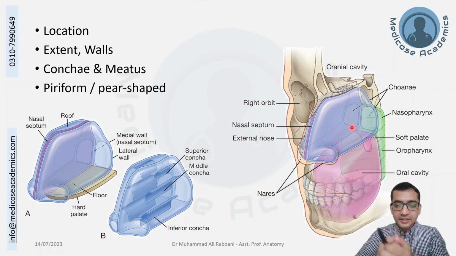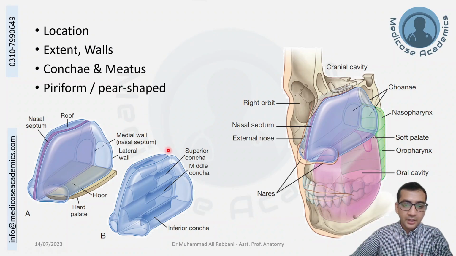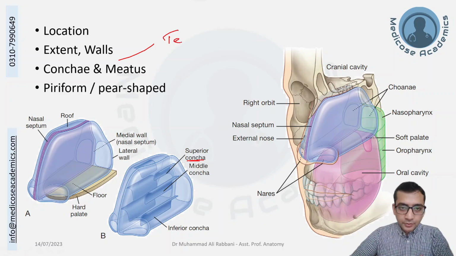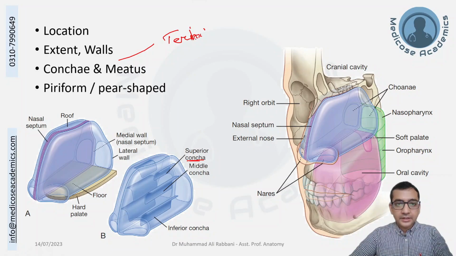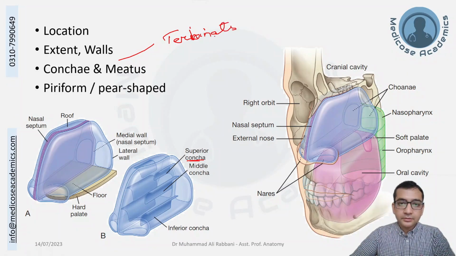The nasal cavity is in need of increasing its surface area, so it has multiple shelves that are coming from the medial aspect. There are three sets of shelves. These are known as superior concha, middle concha, and inferior concha. This is the term that is usually used in the anatomy book. The alternate term that I will not be using is turbinates.